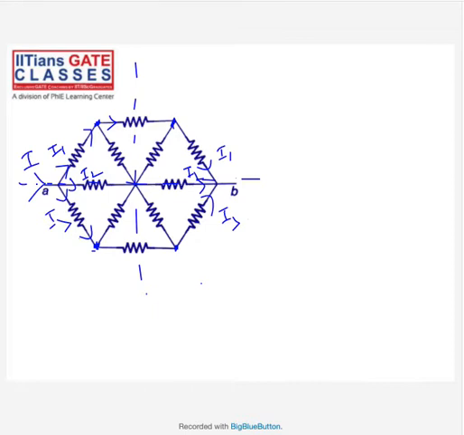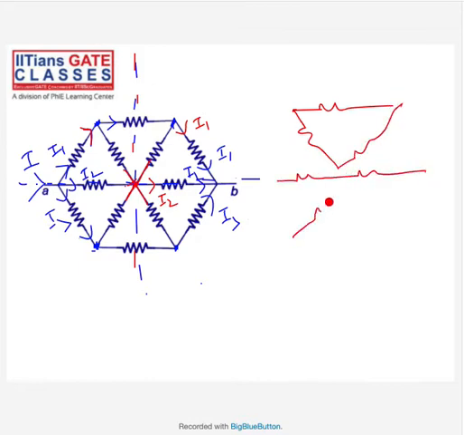Whatever the current I1 flows here, the same current I1 will flow here. Whatever the current I2 flows here, the same I2 will flow here. That means this current is not getting divided anyway. Well, there are many branches at this node, but this current is not getting divided. If I see it this way, I can simply draw the circuit something like this.